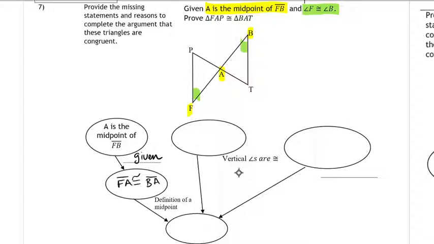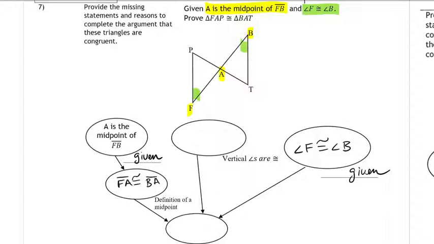This middle piece right here talks about vertical angles. We're going to save that for last, I guess. But let's go ahead and put down our other piece of given information. The other piece of given information was that angle F is congruent to angle B. And that was given up above. Okay, so then we're down to this middle thing, vertical angles are congruent.